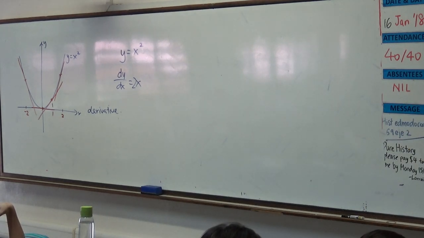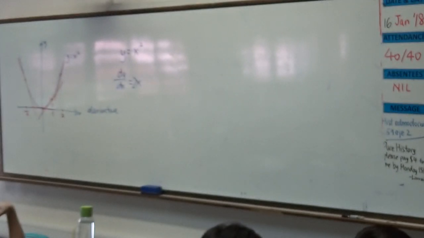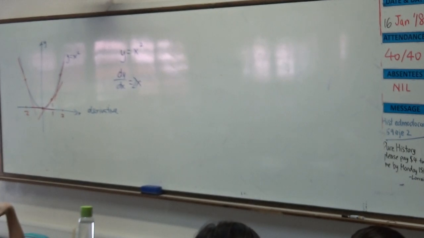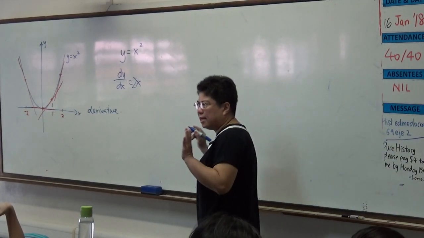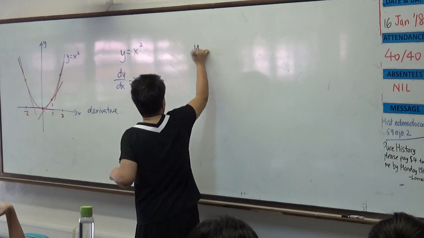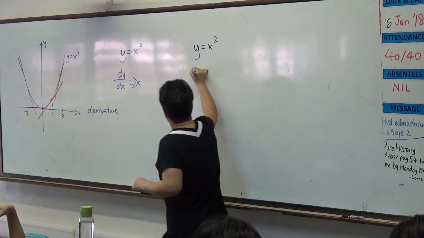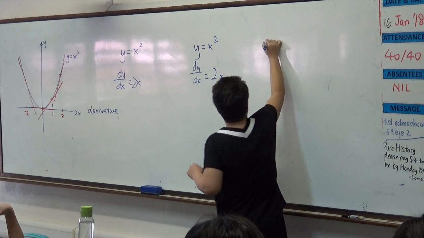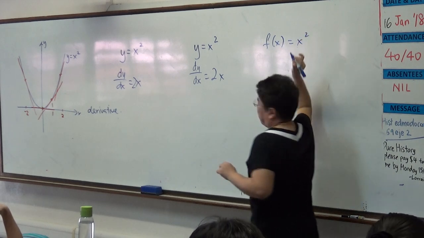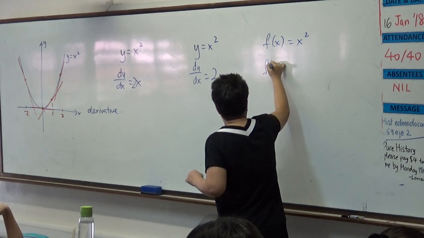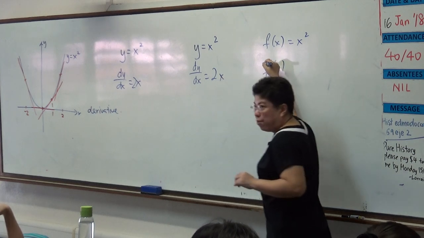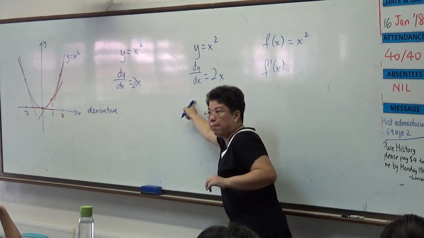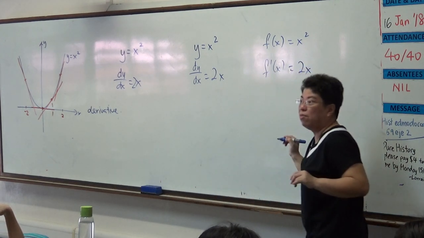For the function y equals f(x), its derivative is commonly denoted by the symbols dy/dx, f prime x, or d/dx f(x). Now, what do you mean? It's like that. Listen up. If I say y is equal to x squared, I can say dy/dx equals 2x, I differentiate. If I say f(x) is equal to x squared, if you see this one, f prime, this one also means derivative. That means you do this type. Okay? It's equal to 2x, derivative.